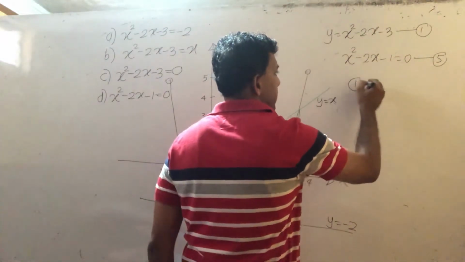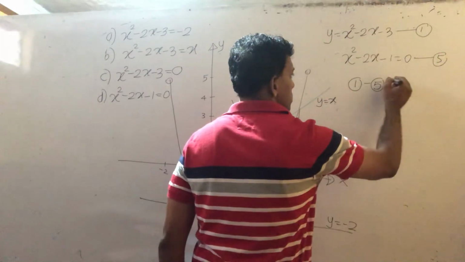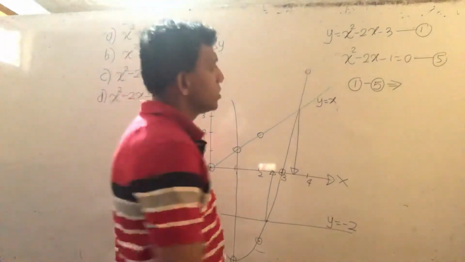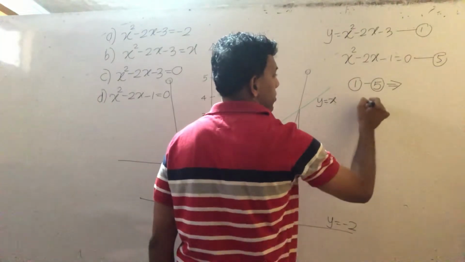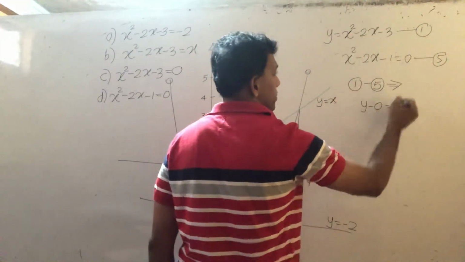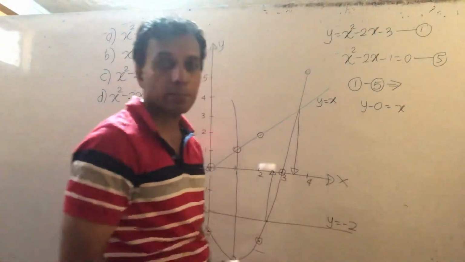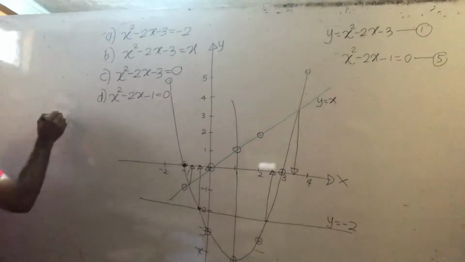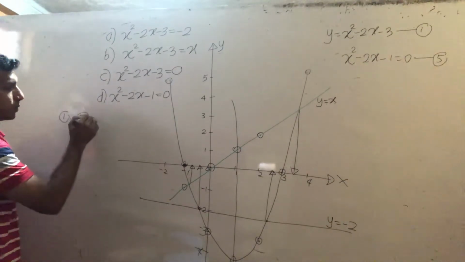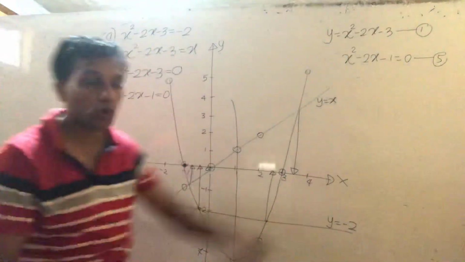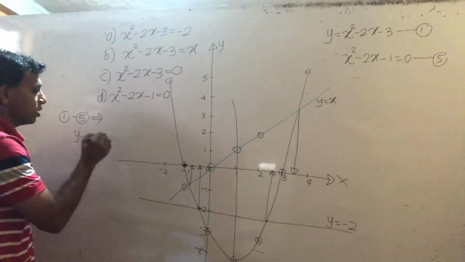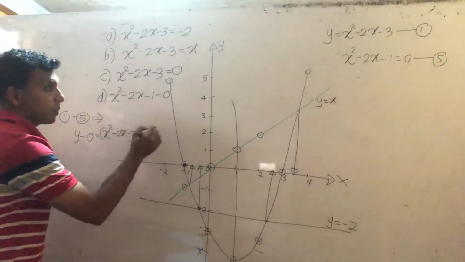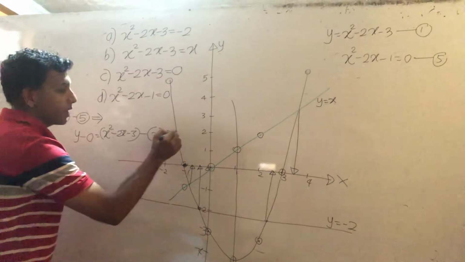Like a simultaneous equation idea, subtract: equation 1 minus equation 5. On one side, y minus 0 equals the first equation, x squared minus 2x minus 3, subtract x squared minus 2x minus 1.